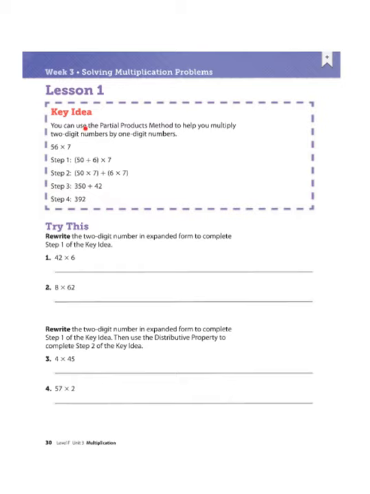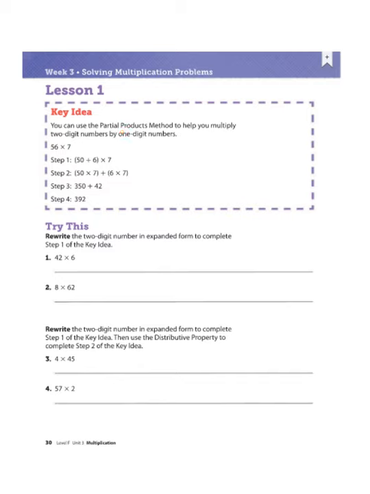In step 2, now we're going to multiply what's inside parentheses with that outside number. So we take 50 times 7 and then 6 times 7. Then your step 3 is to solve those. So 50 times 7 is 350, 6 times 7 is 42, and then your step 4 is adding those two numbers together. On the try this, we're going to rewrite the two-digit number in expanded form to complete step 1. So we're just going to be working on step 1.